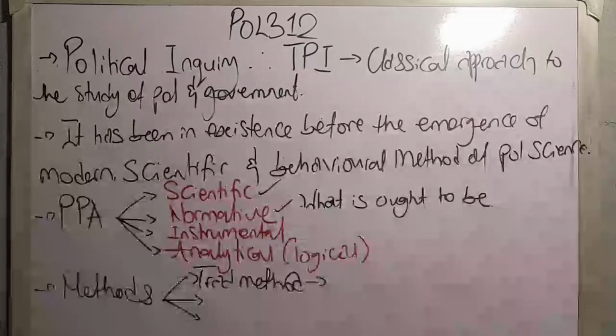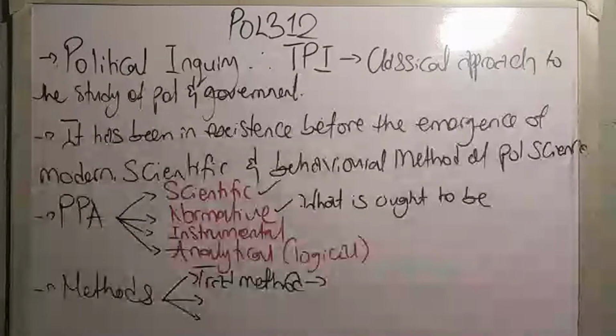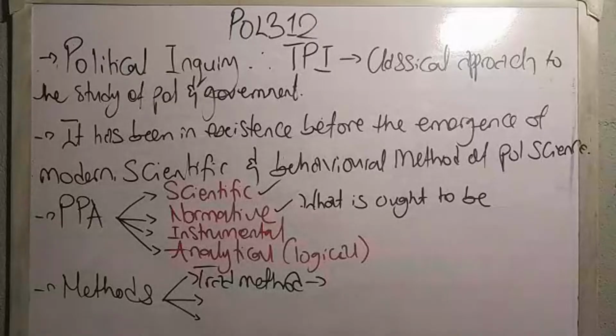We have also legalistic, which has to do with value system, value judgment, what seems fit and what seems right. And we have the institutional method, going through the use of political institutions. And therefore, we also have the behavioral method of political inquiry.